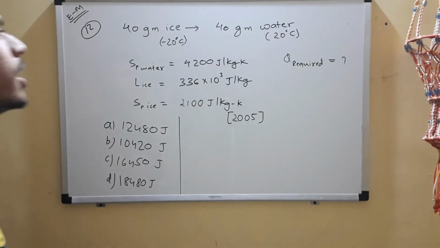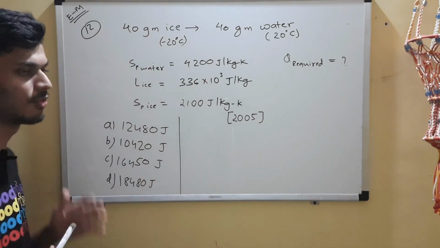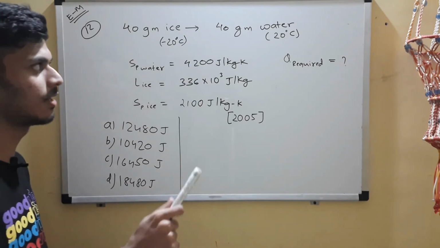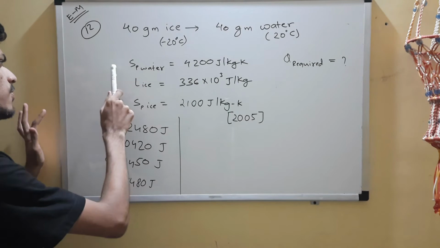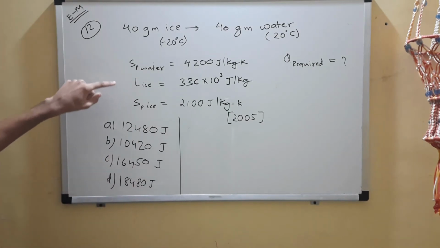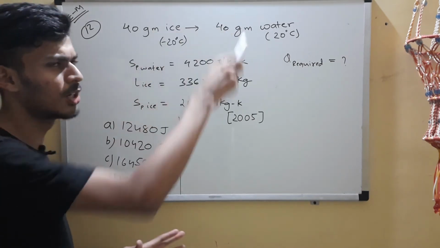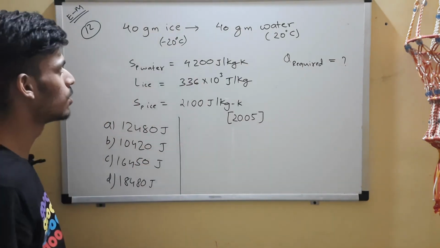Question 12 over here. In this question, you are supposed to find the required heat for converting 40 grams of ice, which is at minus 20 degrees Celsius, to 40 grams of water at plus 20 degrees Celsius. You are provided the following details: specific heat capacity of water, the latent heat of ice, specific heat capacity of ice. If you see, this is not just a step, right? It's a process happening over there. So we'll break it into a series of steps.